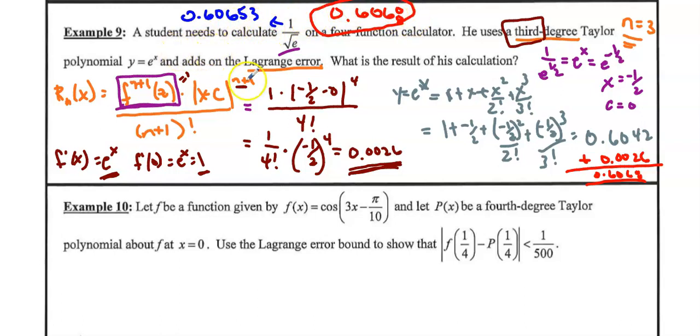So those are two pretty straightforward Lagrange error problems. I'm going to come back and do 2 more with you guys just to see if we can solidify this. I'll do example 10 and 11. So I hope that makes sense, and I'll see you guys in the next video.